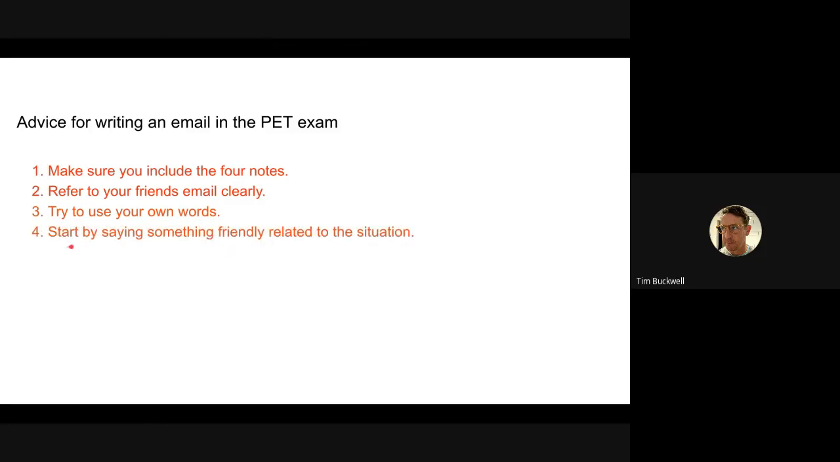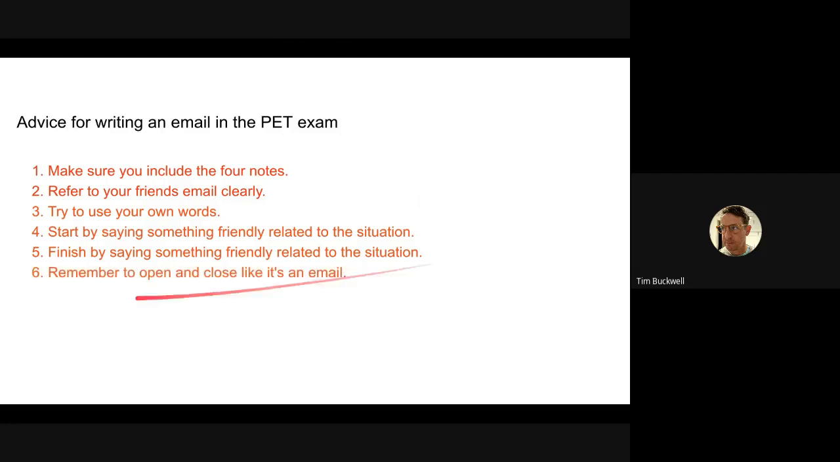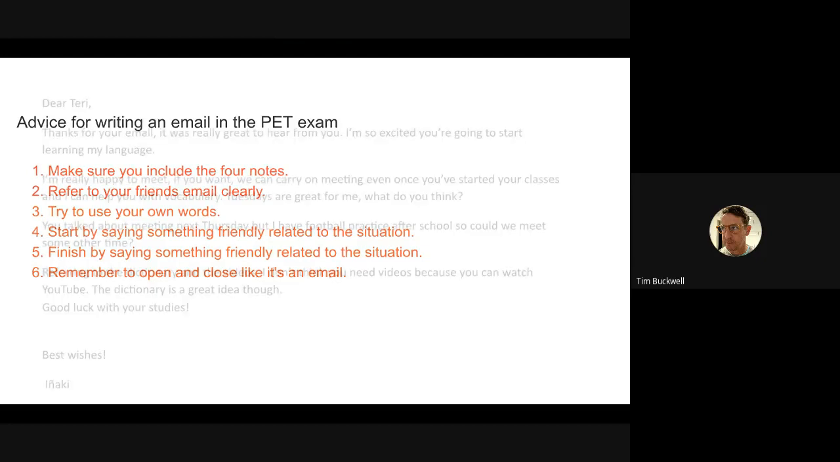We think it's a very important thing when you are writing an email that you start by saying something friendly which is related to the situation. We also think that you should finish by saying something friendly related to the situation. And lastly, we think it's important that you open and you close like you are writing an email. You want to show the examiner that you know what an email looks like, and so you open it and close it like it's an email. So let's have a look at an example email that somebody has written responding to this question.